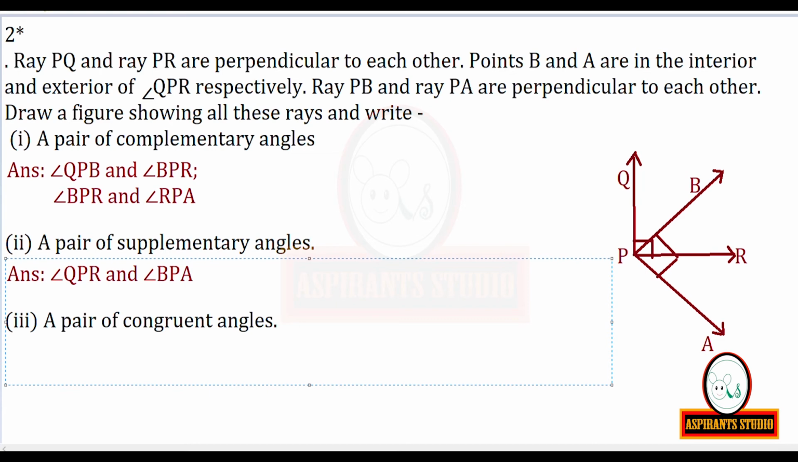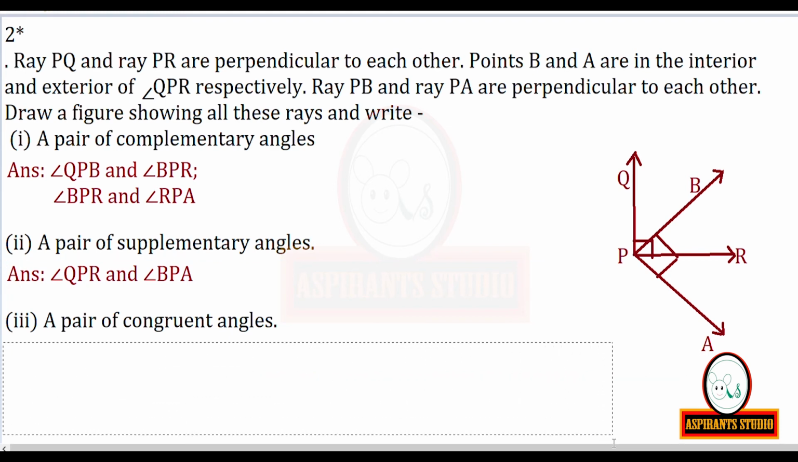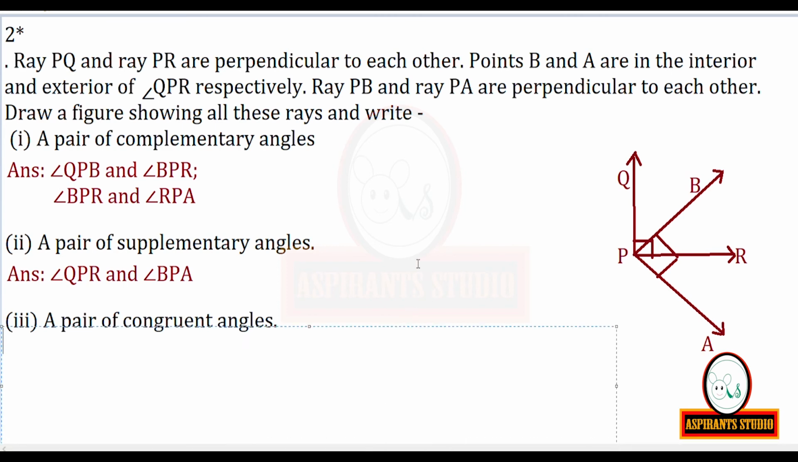Now see the next one. A pair of congruent angles. Here there are two answers. The first pair can be angle QPR and angle BPA because each is of 90 degrees. You can look at the figure. Measure of angle QPR is 90 degrees and measure of angle BPA is also 90 degrees. So they can be congruent angles because their measures are equal. So angle QPR and angle BPA is the first pair of congruent angles to be written.